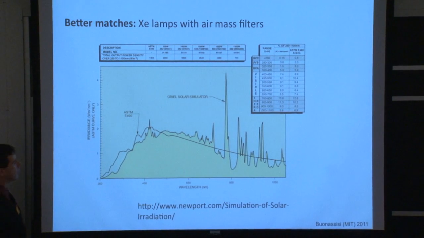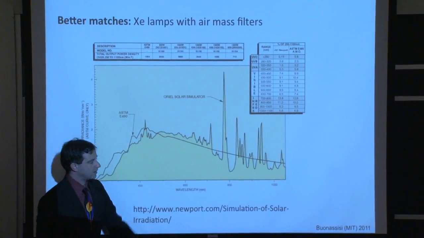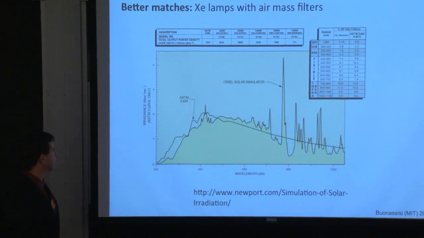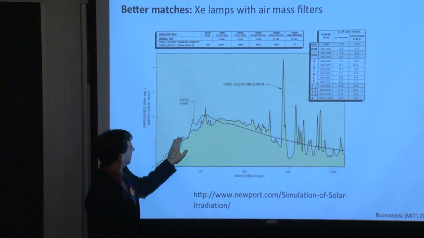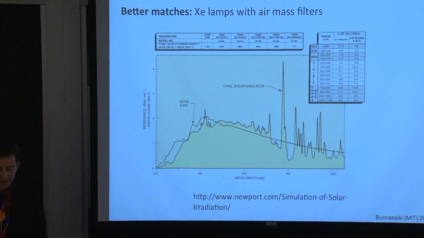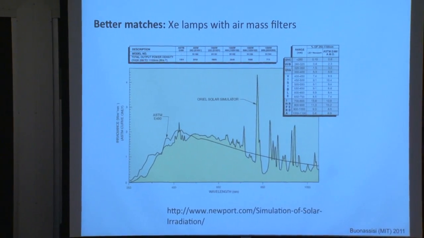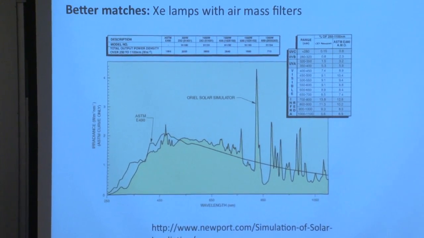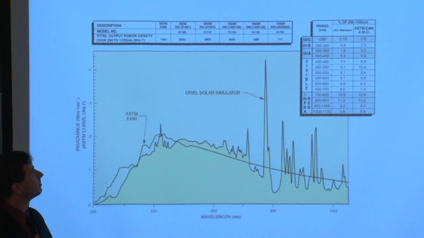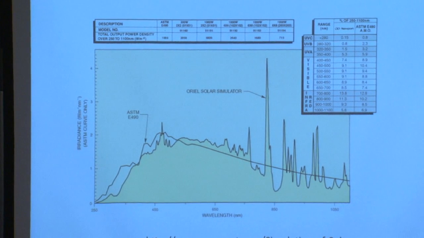And the filters are to suppress certain peaks and certain general portions of the spectrum, so that we have an approximation of our ASTM standard reference spectrum. And you notice that it's not perfect. You notice that there are spikes in the output of the xenon arc lamp, as you might expect from the physics involved in the light source.